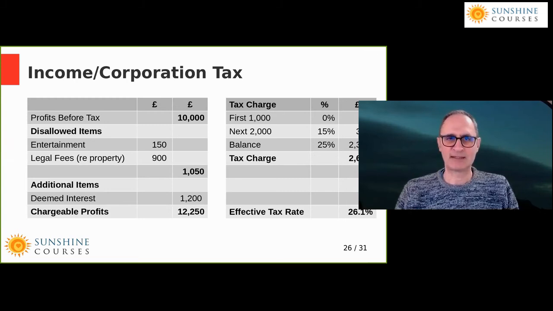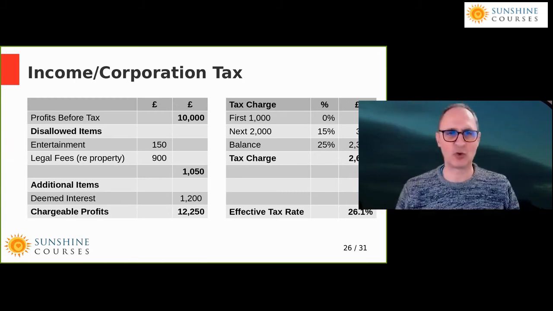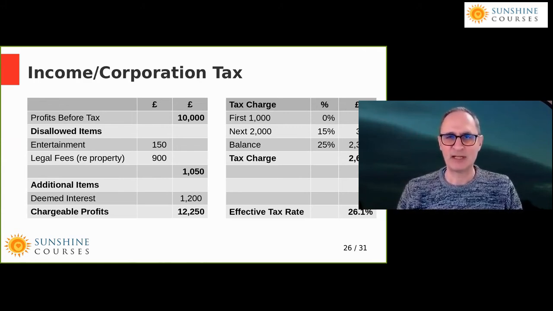Trading tax typically works in the form of income tax or corporation tax. The calculation tends to be a bit complicated. You typically calculate your profits, in this case, £10,000. You'll find certain items that a lot of tax laws won't allow you to charge. In the UK, for example, you're not allowed to charge entertainment. So even though it's a valid expense, you can't claim it against tax. So you have to add it back.